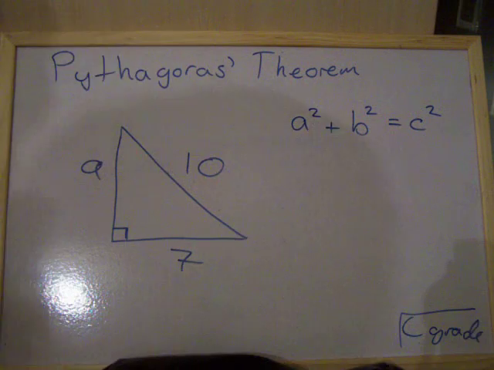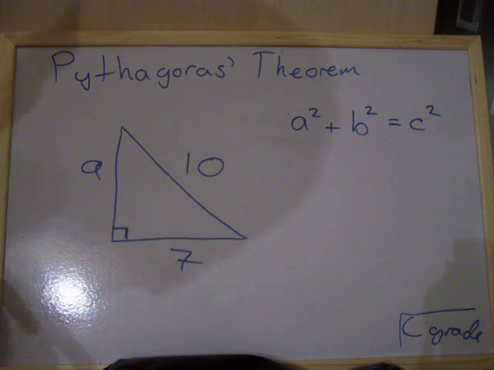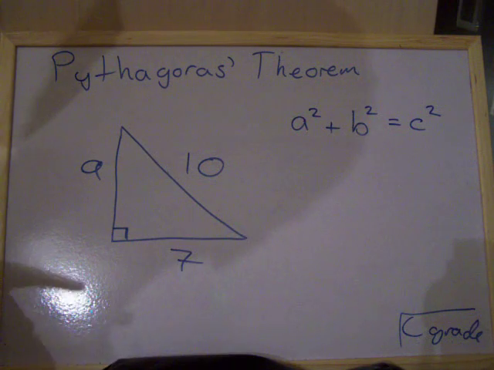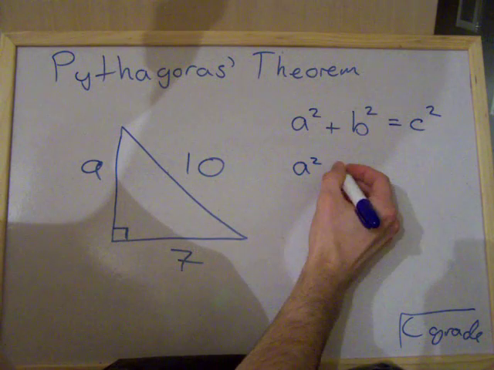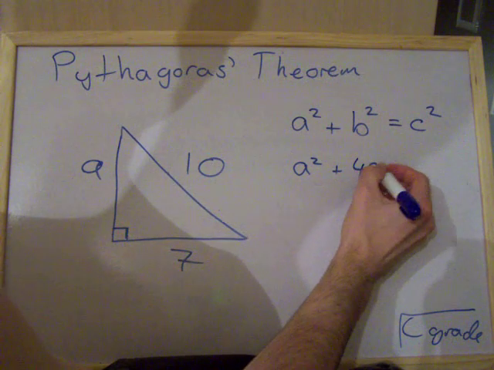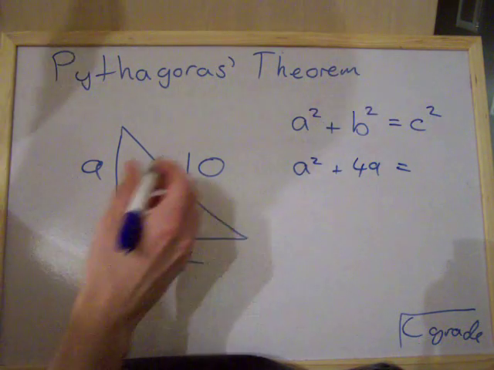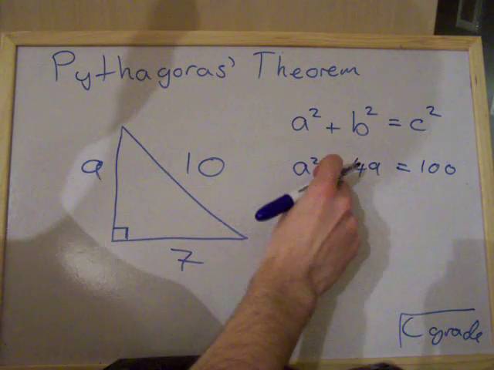So probably the best thing to do is to substitute into your formula to start off with. Pause it now if you want to have a try yourself. Right then, so A I don't know, so A stays as A squared, plus B squared, which is 7 squared, which is 49, and that equals 10 squared, which is 100. Okay, so A squared plus 49 equals 100.